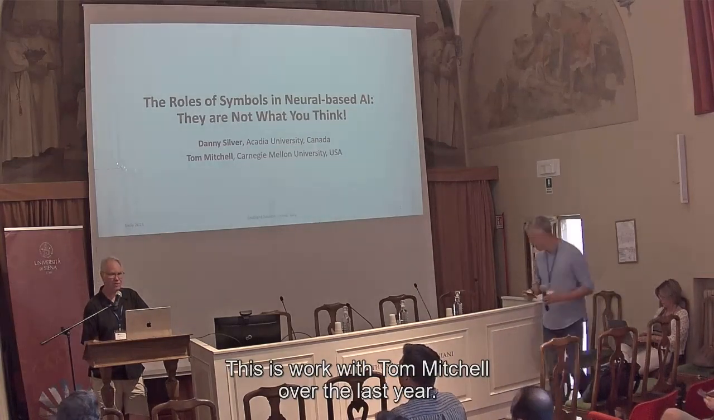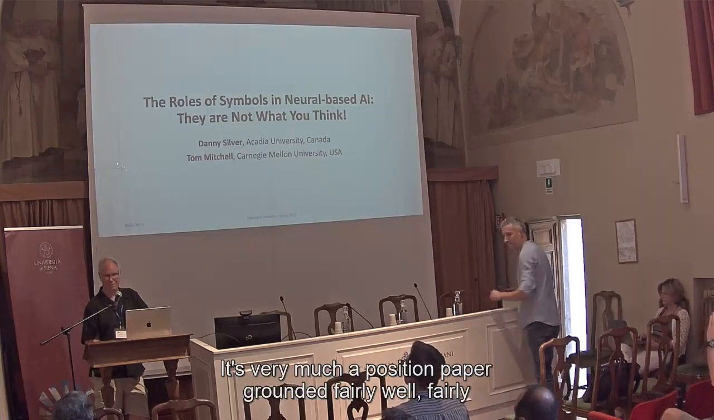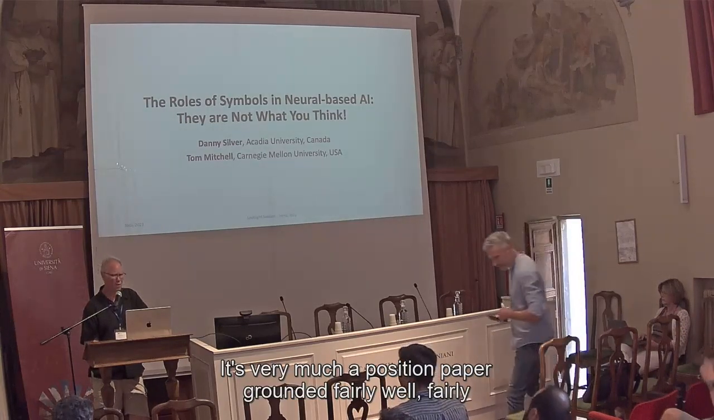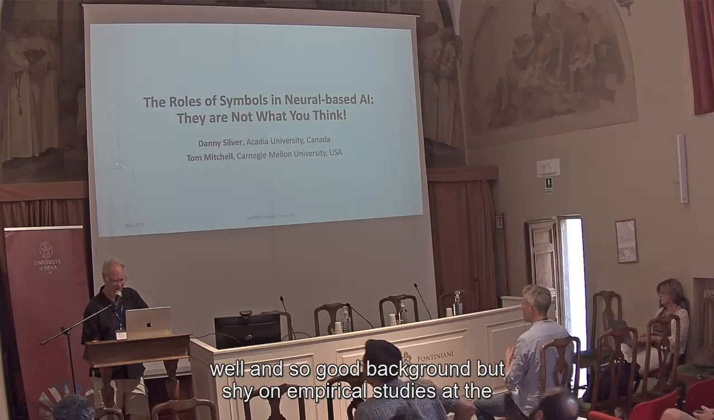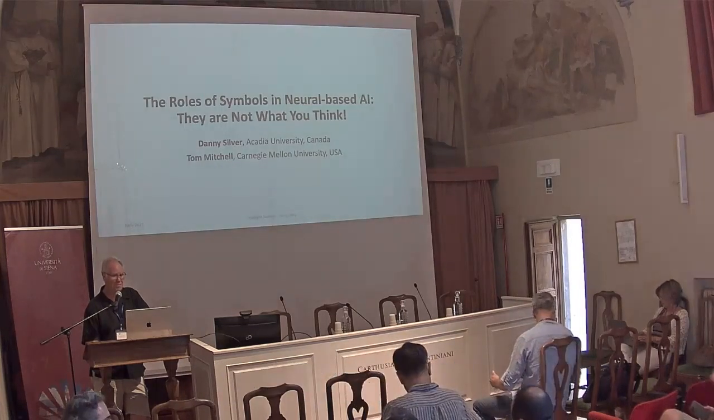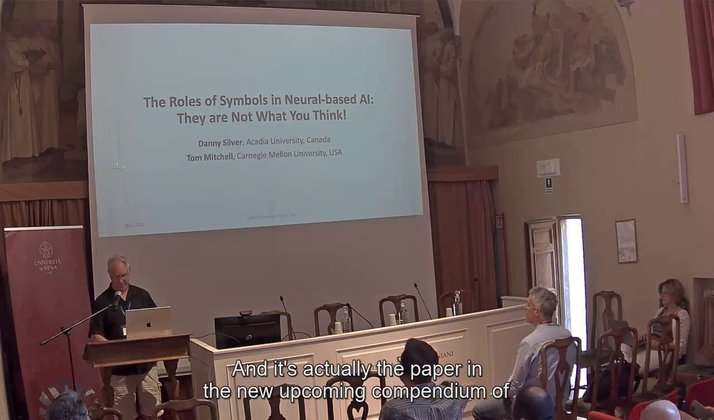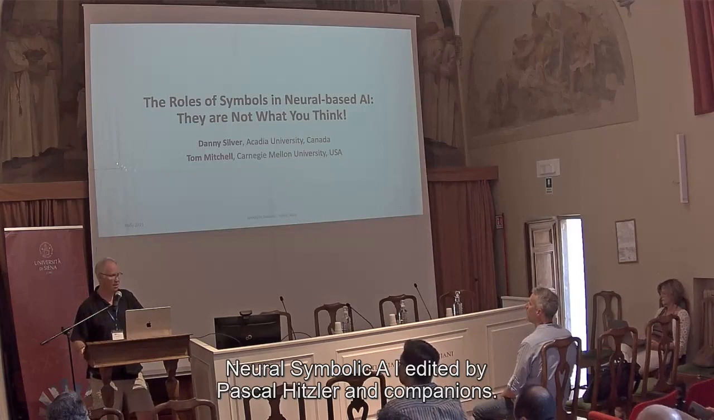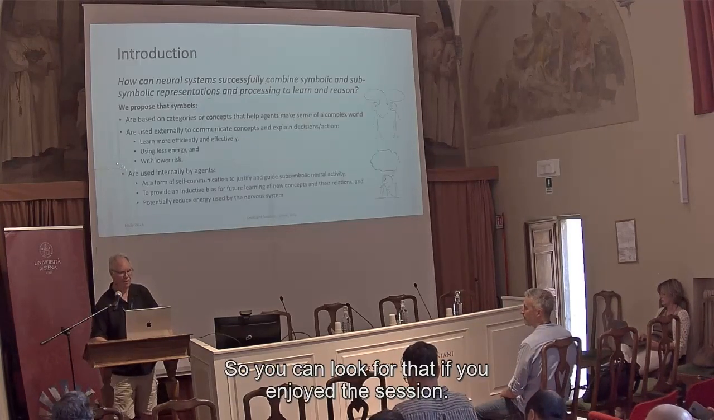This is work with Tom Mitchell over the last year. It's very much a position paper, grounded fairly well on some good background, but shy on empirical studies at the moment. But there's a few things I'll show you at the end. The paper's obviously much longer than this, and it's actually a paper in the new upcoming compendium of Neural-Symbolic AI, edited by Pascal Hitzler and companions, and that's due to come out, I think, in this month or so. So you can look for that if you enjoyed the session.